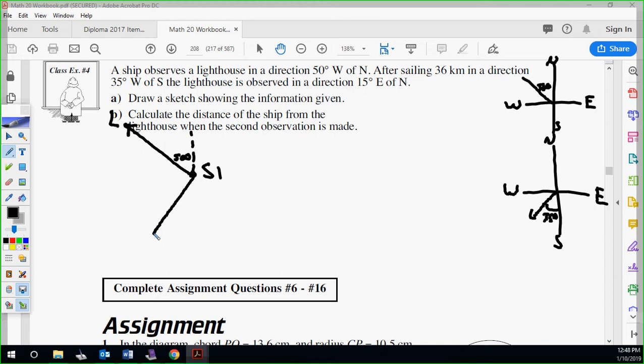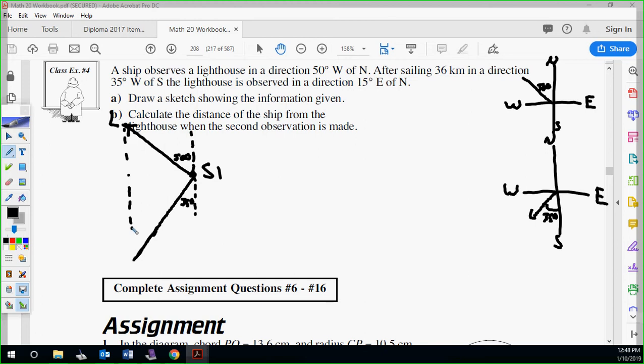Say that again. 35 degrees. And so now, yeah, and then he spots it, like you're saying. So he spots it 15 degrees east of north. So that means he is past it a little bit. So I need to draw that a little better. So here's the lighthouse. Barely, but yeah, okay.